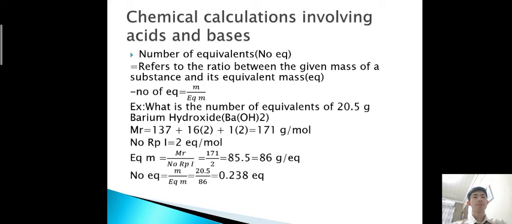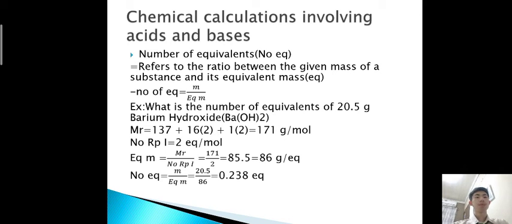The third one is number of equivalents, or NOEQ. It refers to the ratio between the given mass of a substance and its equivalent mass. The unit is equivalent. The formula of number of equivalent is mass divided by equivalent mass. For example, what is the number of equivalent of 20.5 gram barium hydroxide, or Ba(OH)2?